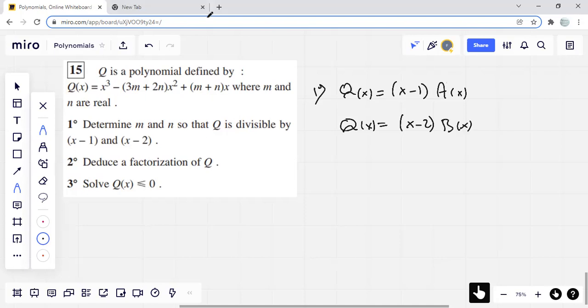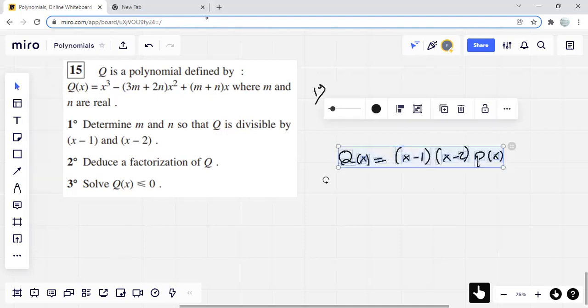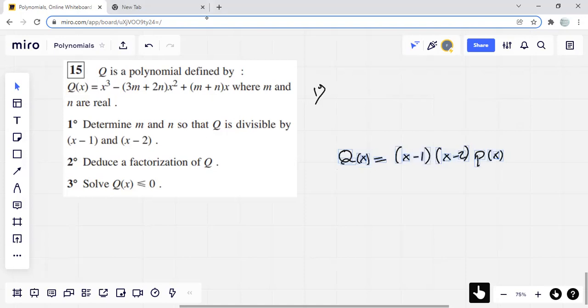Okay, and if it is divisible by both, by x minus 1 and by x minus 2, then q of x can be written as x minus 1 into x minus 2 times some polynomial, whatever, p of x. Okay, so what does it mean? Like x minus 1 divides q of x. What do you know about q of 1 now? Okay, let's focus now on the last term because it is divisible by both. It is divisible by x minus 1 and it is divisible by x minus 2.